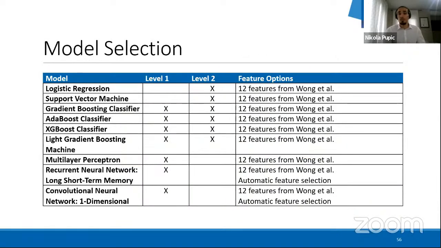I used a combination of machine learning and deep learning models for the hierarchical classification. For level 1, I used both machine learning and deep learning models, but for level 2, I opted to use only machine learning models as my data size was too small for the deep learning models.